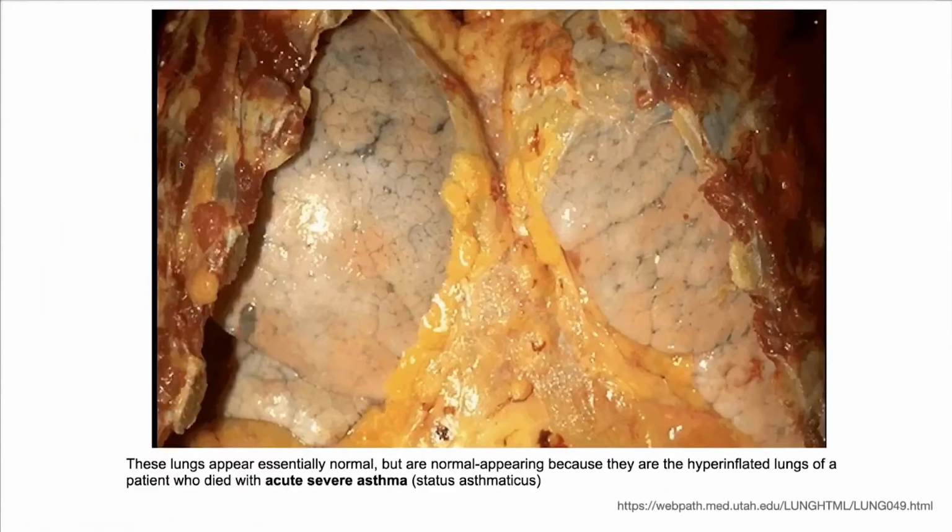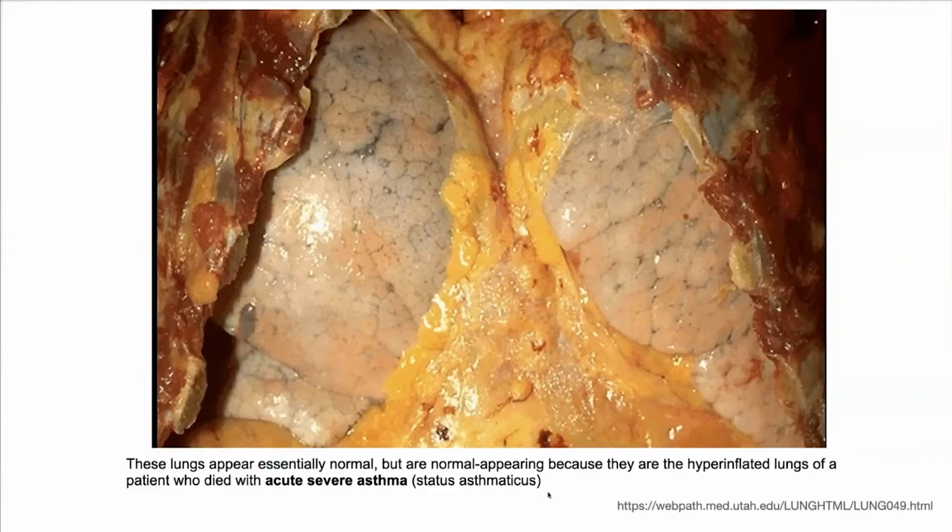So this part I haven't given a lecture on, but we're still going to discuss it in this practical class. This is another postmortem finding from a patient who died of status asthmaticus. This is an old term.